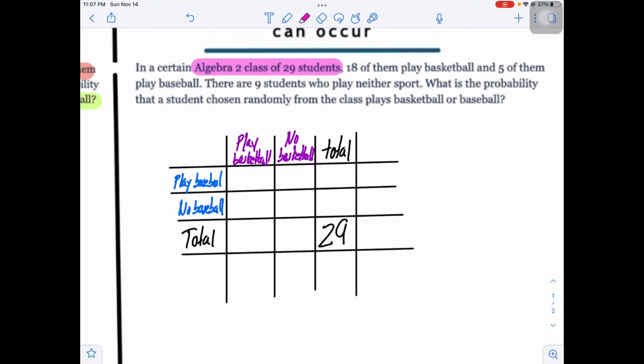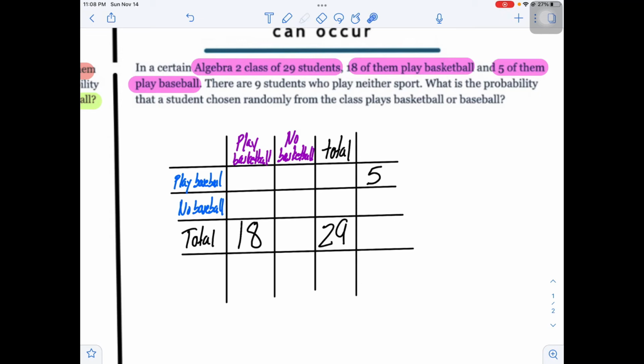Okay, let's see. 18 of them play basketball. Okay, so play basketball is a total of 18, so 18 goes right there. Okay. Next it says 5 of them play baseball. Okay, so 5 total play baseball, so baseball's over here, so 5 play baseball.